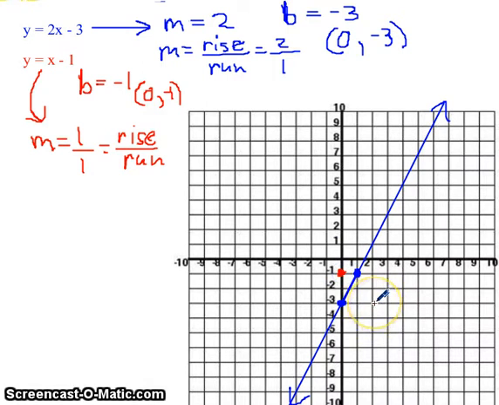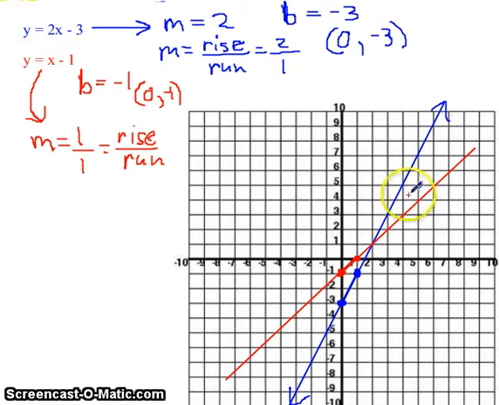The slope, again, is a rise of 1 and a run of 1. So from that point, we go up 1 unit for rise, to the right 1 unit for run. We plot our point. And now I'm going to draw a line through those 2 points. So let me use red again for this line. Nice line right through those points. And there you have it.